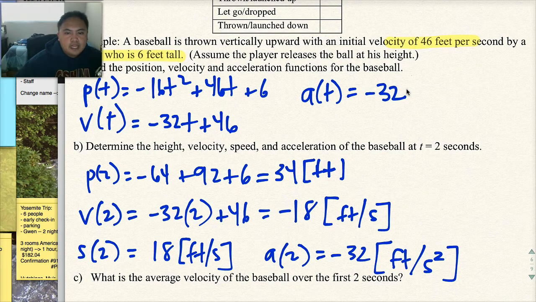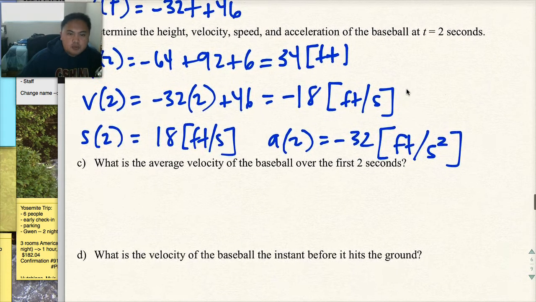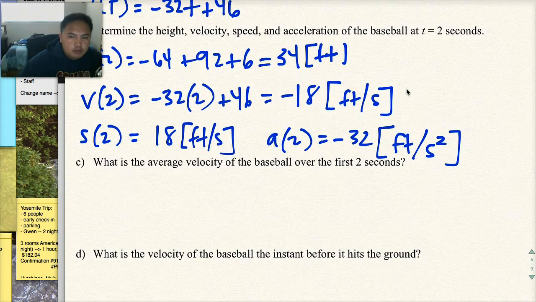Now, that's how you do these type of problems. Okay. C says, what's the average velocity of the baseball over the first 2 seconds? So some of you may have forgot how to do average. Okay, I want to do the average velocity. So what I'm going to do is I'm going to take the velocity at 2, take the velocity at 0, and average it out. It's like divide by 2.